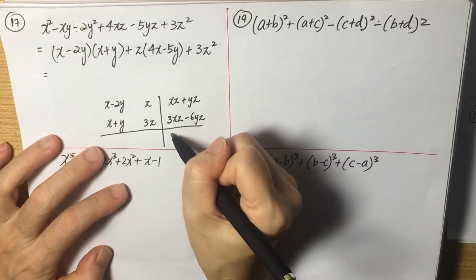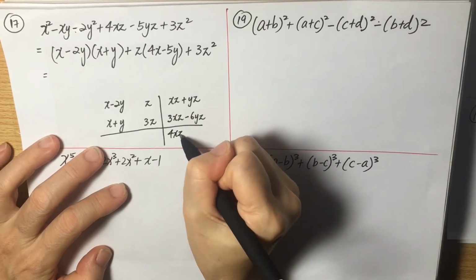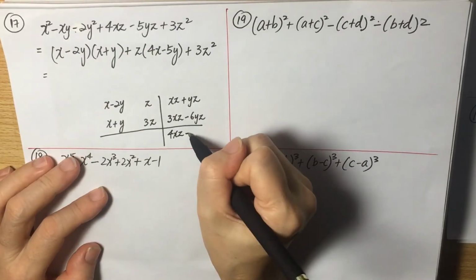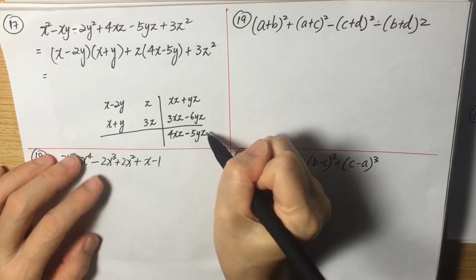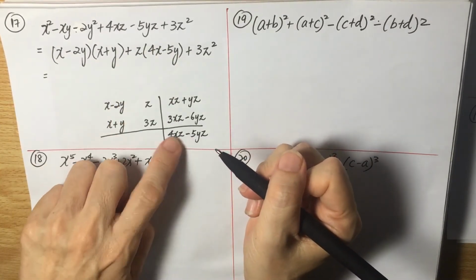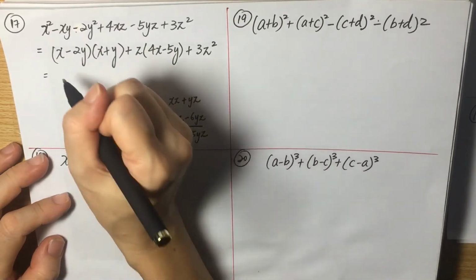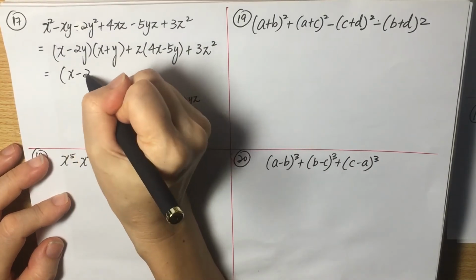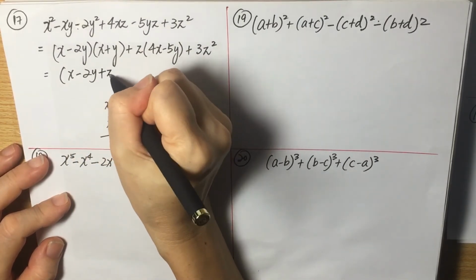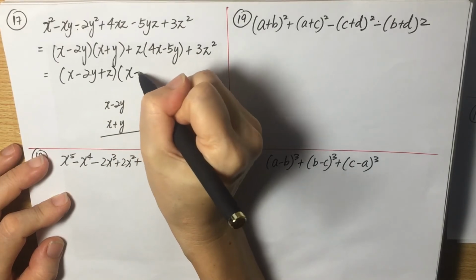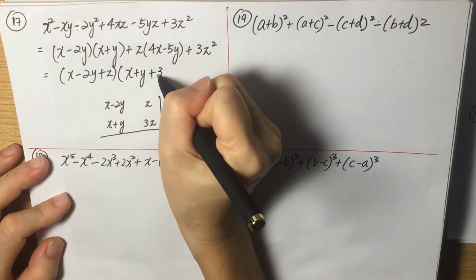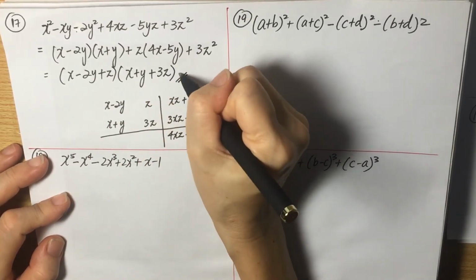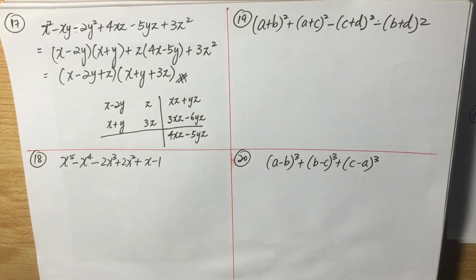Together, I have 4xz, which is this term, minus 5yz, which is this term. So these two make up the middle term. So now I have x minus 2y plus z multiply with x plus y plus 3z. So that is my answer. Question 18.